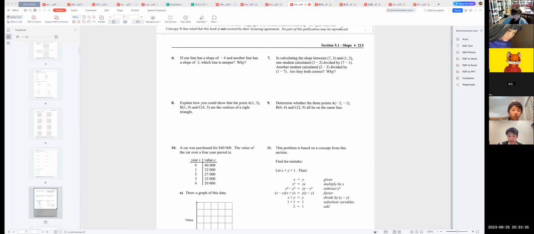好，现在啊，explain how you could show that. Okay, how about like that? Everybody, I give you 3 points, A, B, and C. Please calculate the area of the shape. Please calculate the area of ABC.